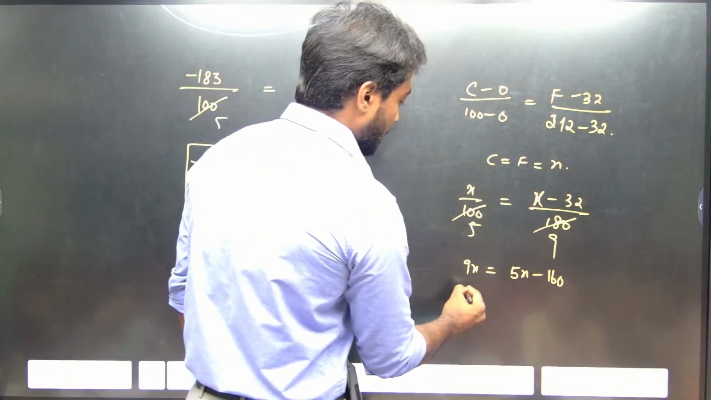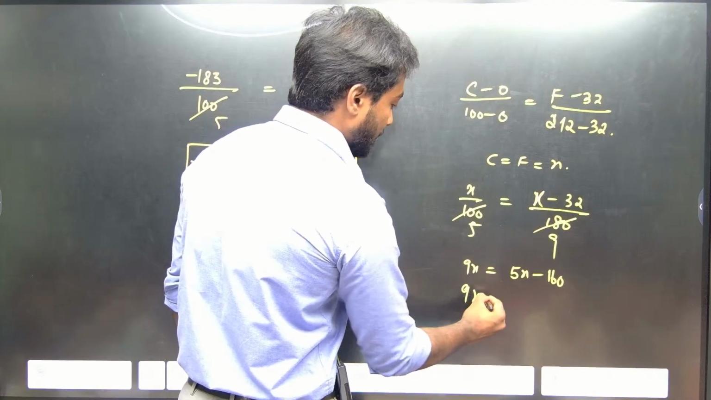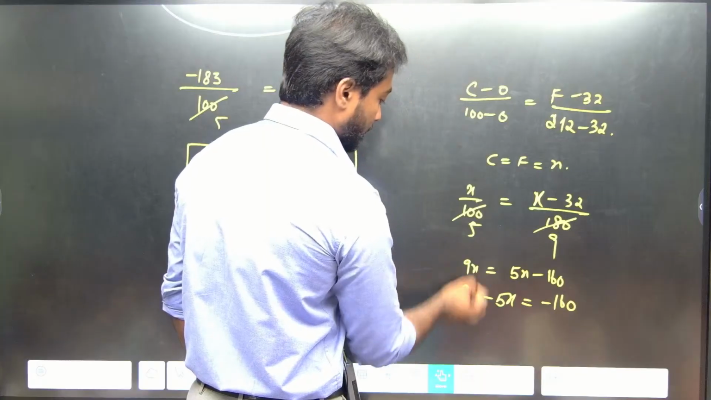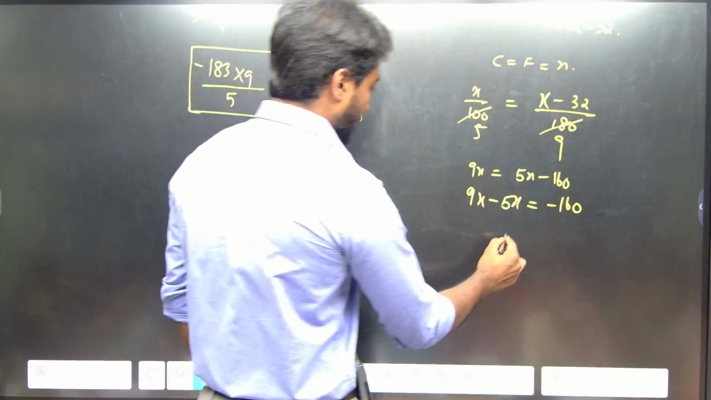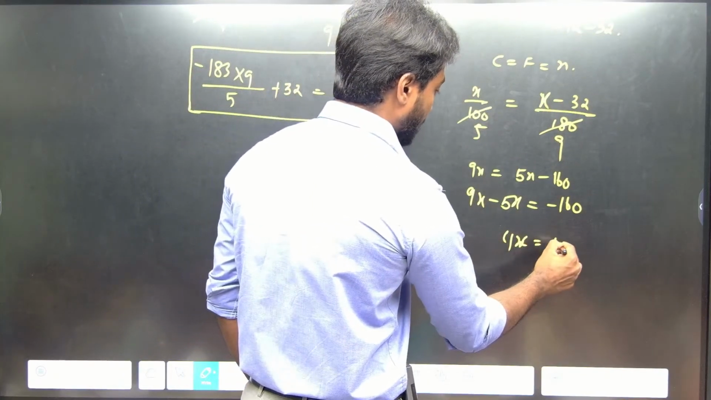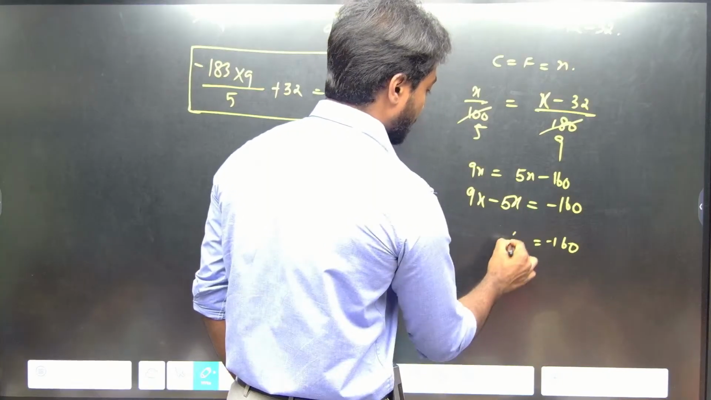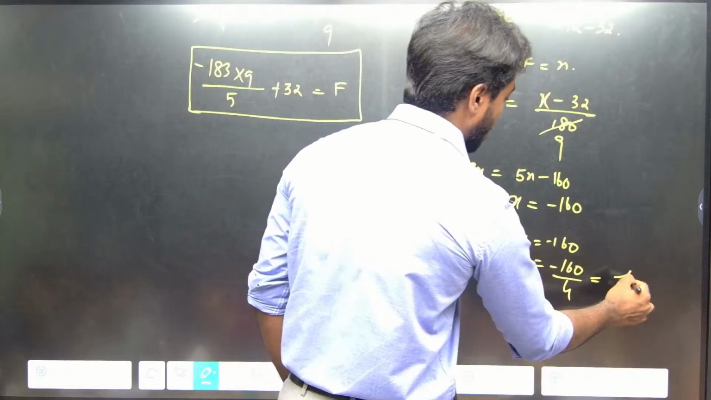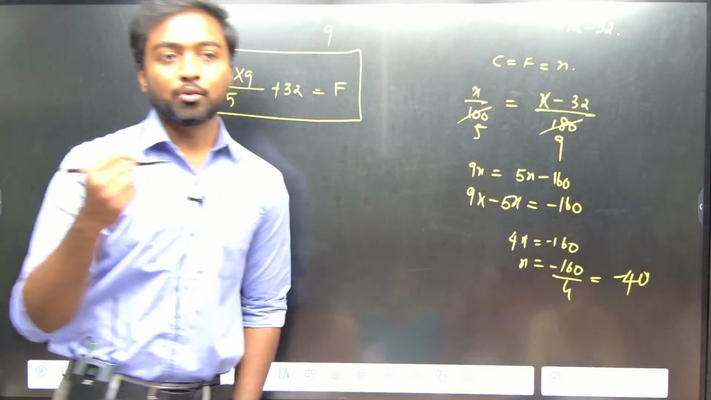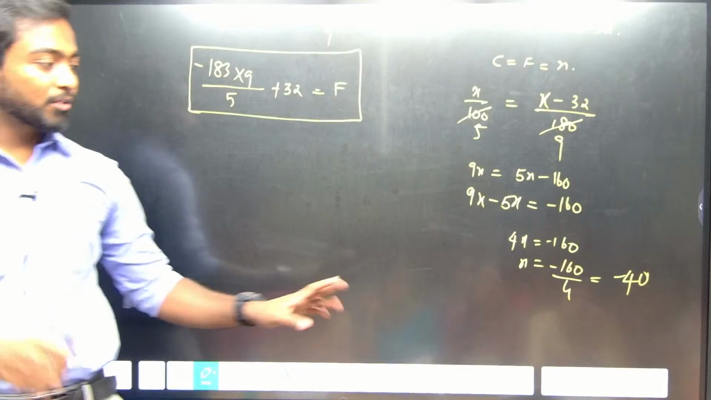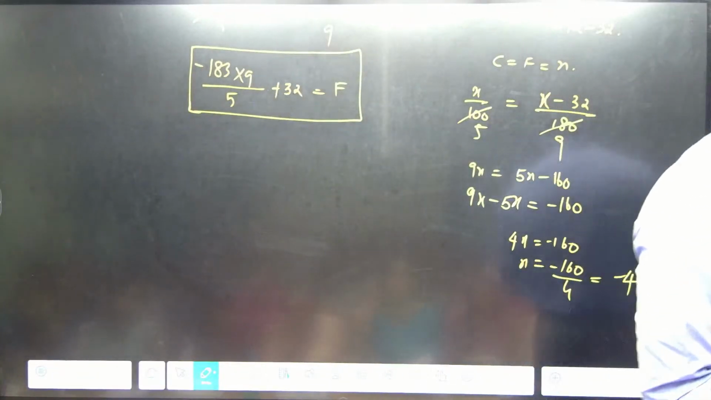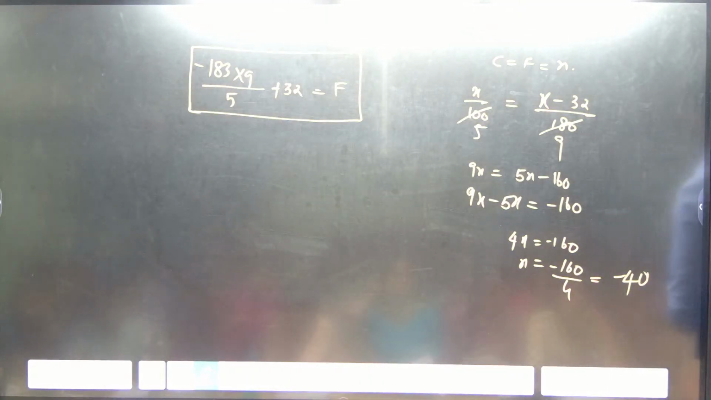So 9x minus 5x equals to minus 160. 4x is equals to minus 160. X will be equals to minus 160 by 4, which is nothing but minus 40. So at minus 40 degree, both Celsius and Fahrenheit scale are equal. Okay.